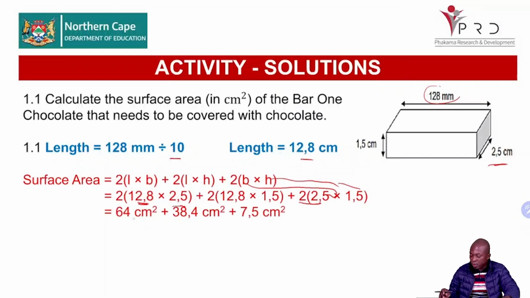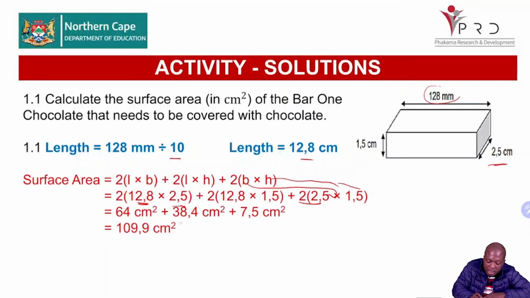So what do we do next? We add all the values. Let's start from the beginning: 64 plus 38.4 plus 7.5. Press your equal sign, and what does it give you, my learners? You're going to get 109.9. Then you put centimeters squared. Remember, it is still area. So you are going to get your full marks. You get a mark here, a mark there, and 2 marks for substitution.